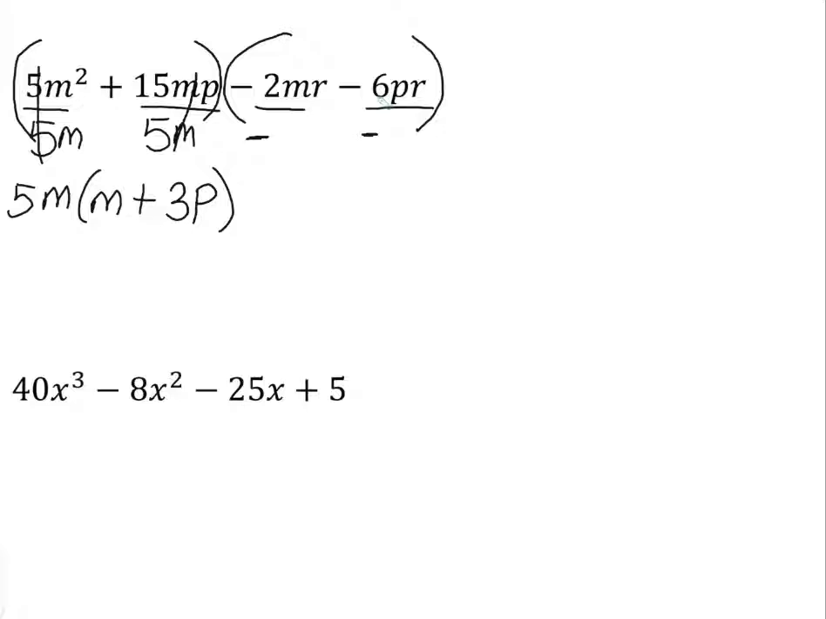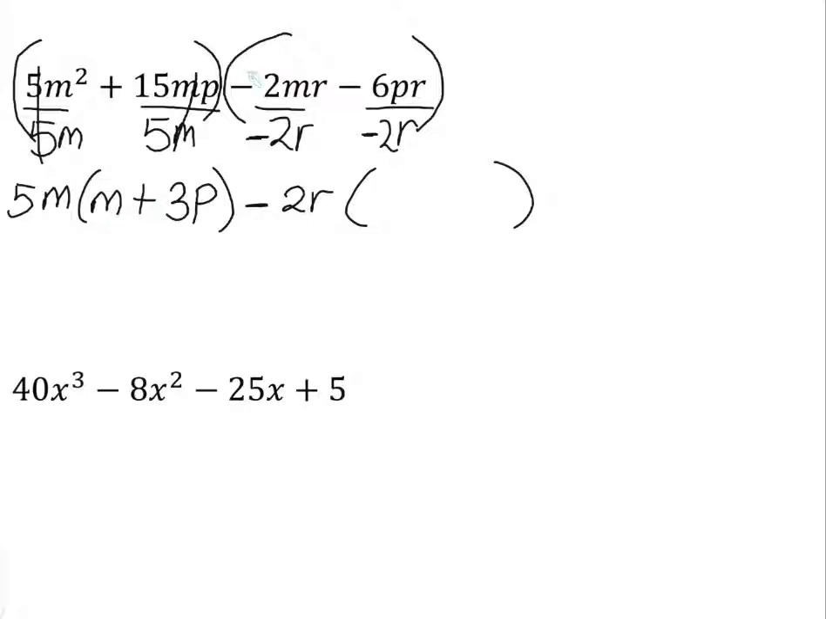And I have 2 and 6. The greatest number to divide 2 and 6 is 2. And they both have r in common. So I'm going to take r. So my GCF, I'm going to write it here, minus 2r. And then I'm going to divide to get what's in my parentheses, and it must be identical to what this is.